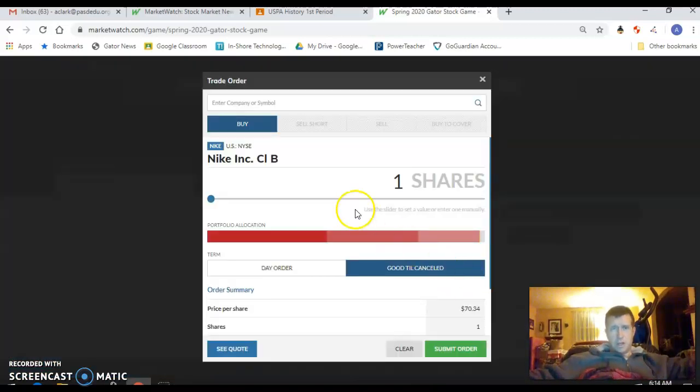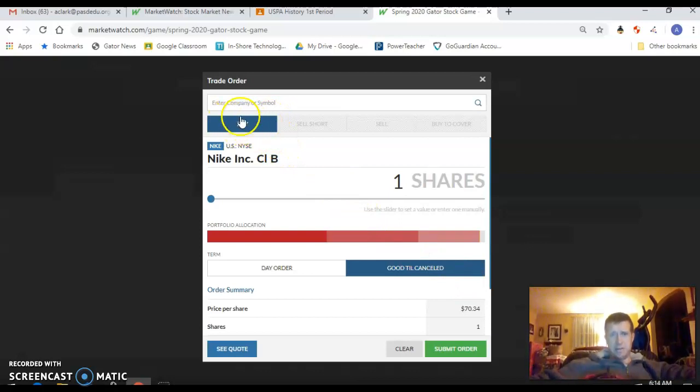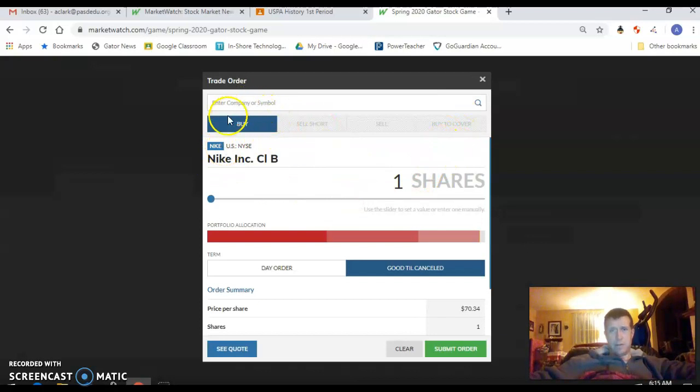So here's Nike. Up here you'll see it says buy, sell short, which if this was a normal class situation, I would explain to you what selling short means. Buying to cover. I'm not going to get into selling short and buying to cover, at least today. If we continue to be quarantined and locked up, maybe I'll be bored enough and you'll be bored enough to want to learn about those. Really, what matters is buy and sell.